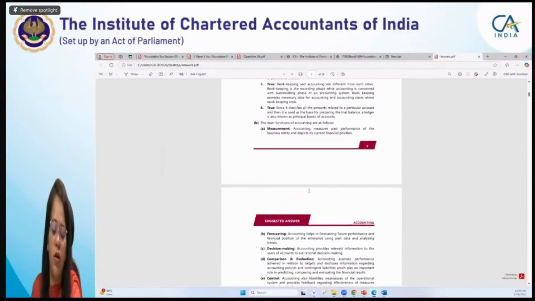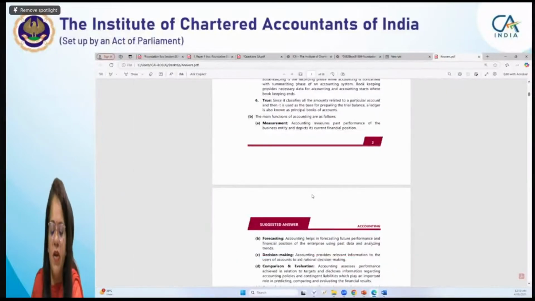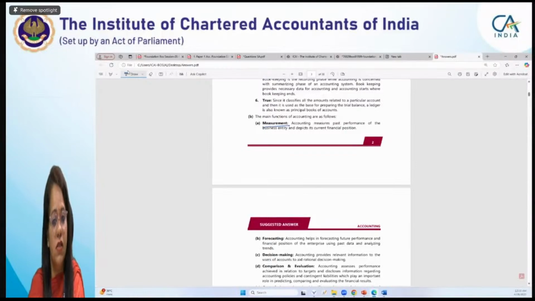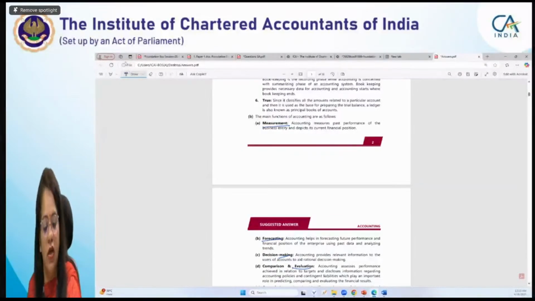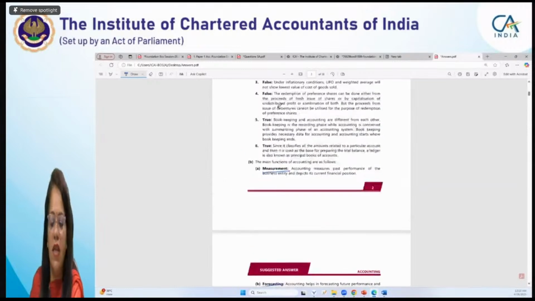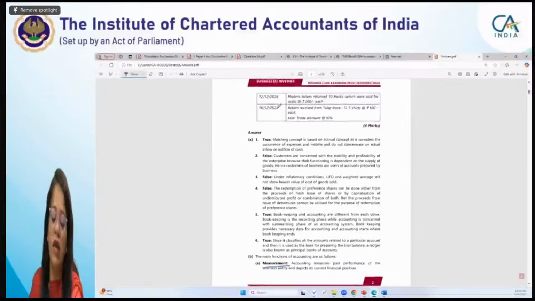Yeah, what are the main functions? Measurement, decisions, which helps in measurements, forecasting. What does accounting help us with? It is a very basic question. Such a basic question has come in your paper. This is the previous attempt question. Measurement, forecasting, decision making, comparison and evaluation. And you have to see, these are only hints. It doesn't mean you have to write exactly like this. You can write in your own language. I'm telling you again and again for this.